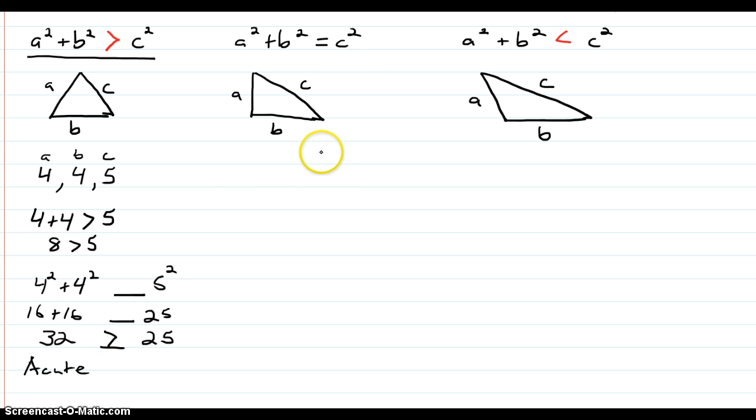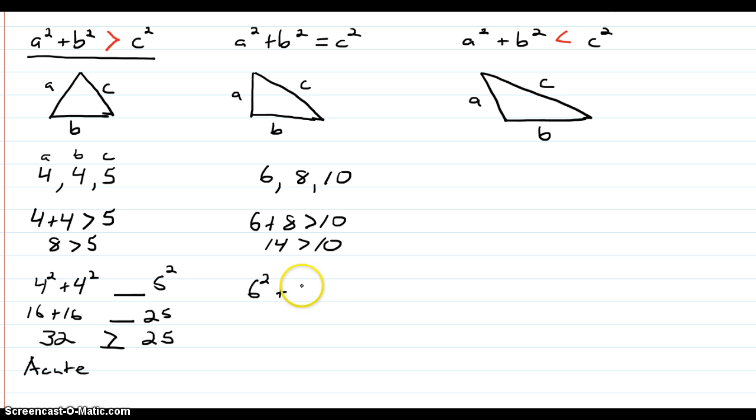Okay, let's look at another example. Let's do 6, 8, 10. Again, notice, always write them in order, smallest to biggest. You might be thinking, well, 6 plus 8 is greater than 10, 14 is greater than 10. All this tells us is that it's a triangle. These basically say the same thing: the left side is bigger than the right. Well, let's go ahead and plug it in and see what happens.